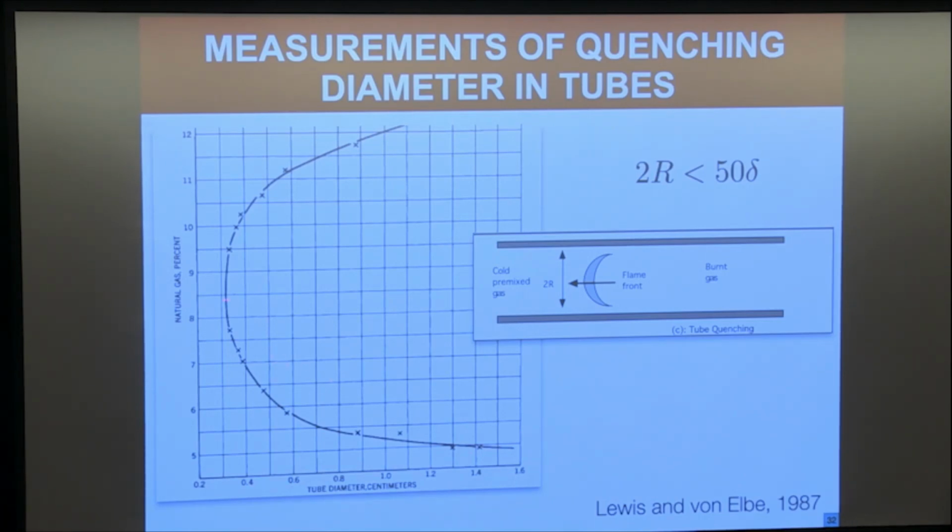So when the flame is very energetic, very close to stoichiometry, the tube cannot be too big because the flame thickness is small. And when you have a lean flame or a rich flame, you can have a larger tube. So you see 0.3 centimeters here. If you have a tube smaller than that, you cannot have a flame there.